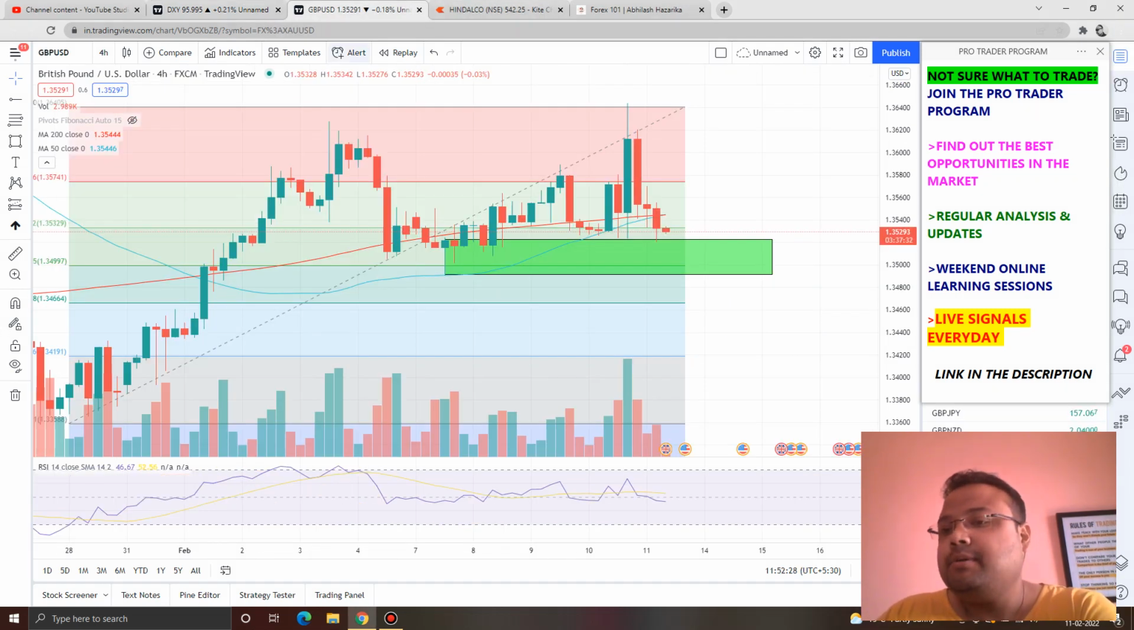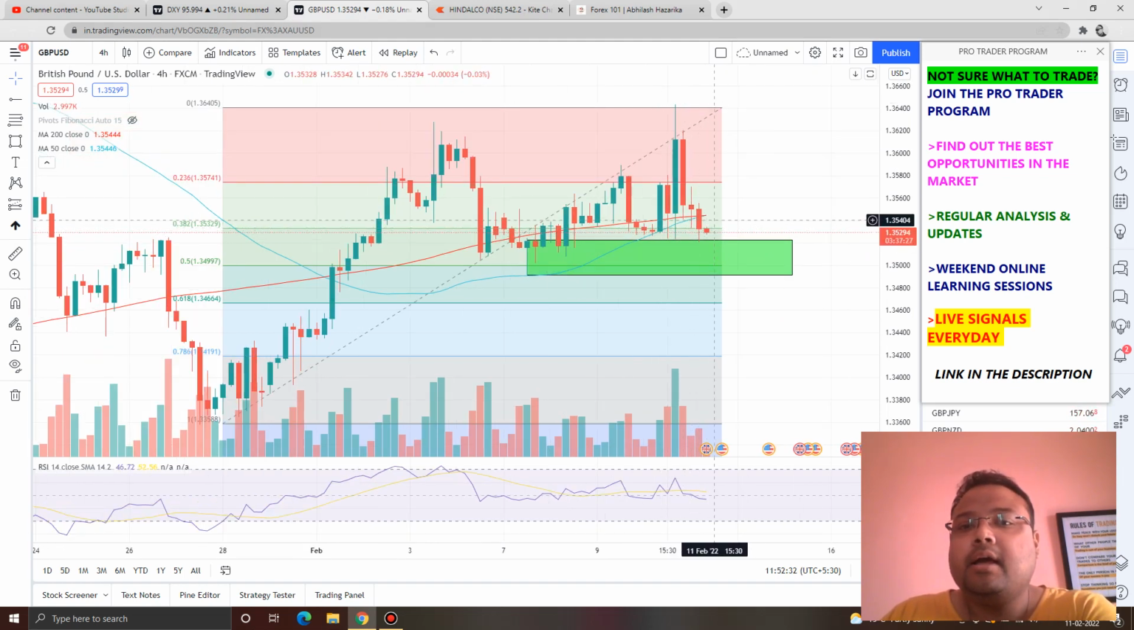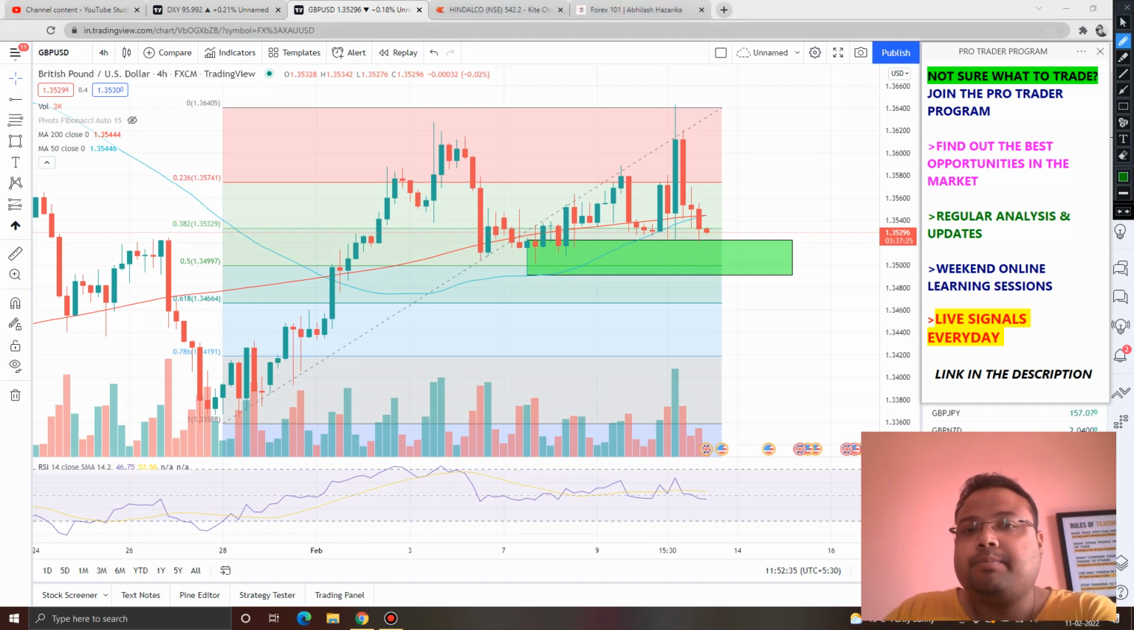Now let's talk about the GBP USD chart. This is the current market price, 1.3529, and we have a very strong support zone here. For me, the strongest support zone is at the 1.3500 level, because first of all, we have multiple supports here, and at 1.3500 we also have the Fibonacci 50% retracement level.